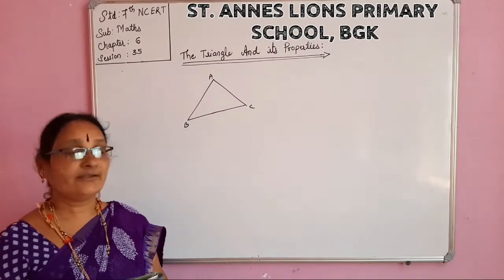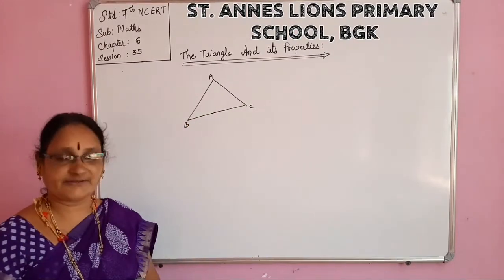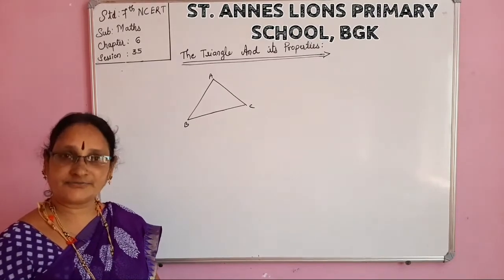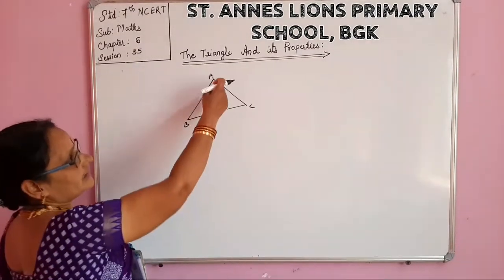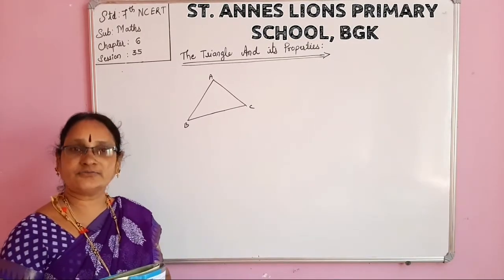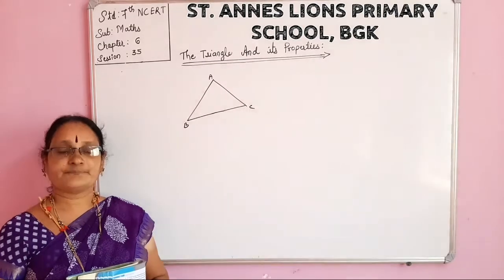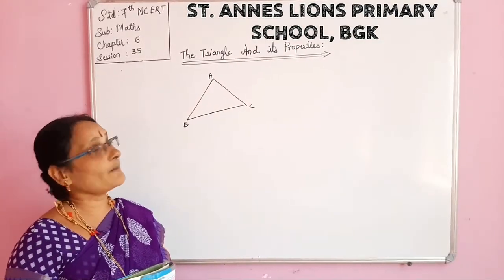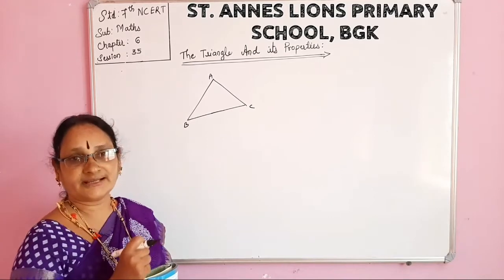Closed figure. Why are we saying closed figure? Here see, this is a closed figure you have learnt in the previous classes. What is a closed figure? What is an open figure? Okay, a triangle is a closed figure of 3 line segments. Then what are the important properties of the triangle?